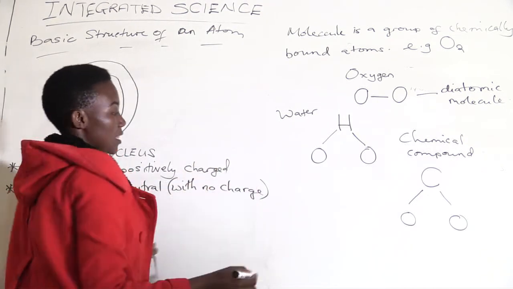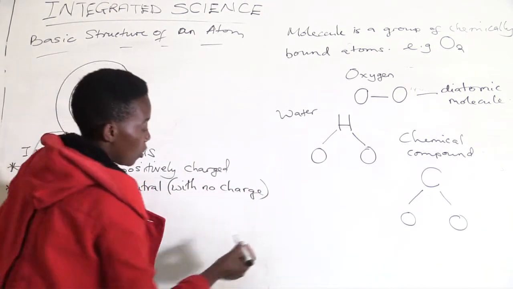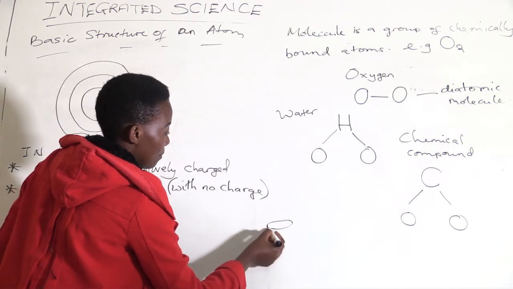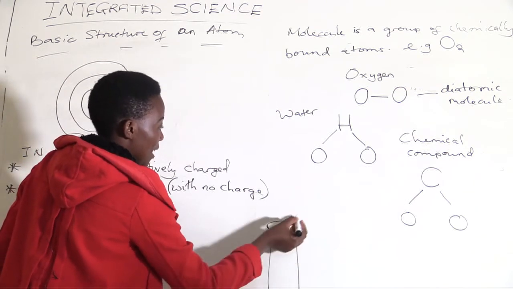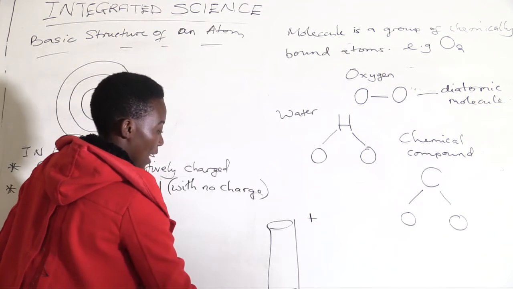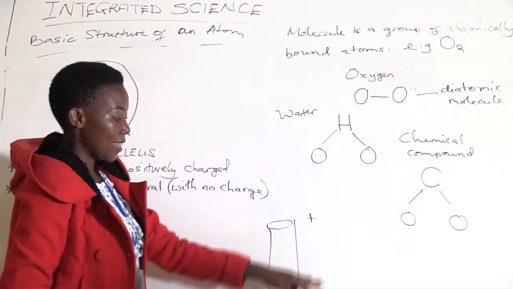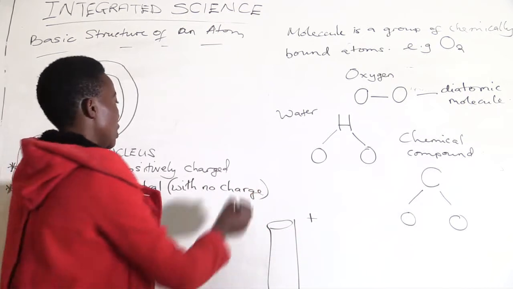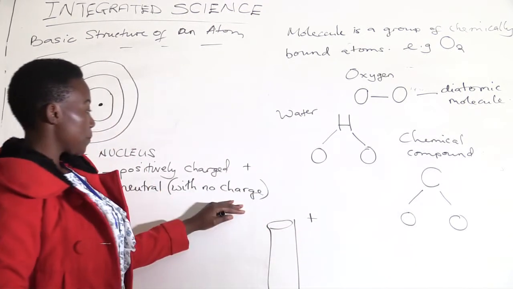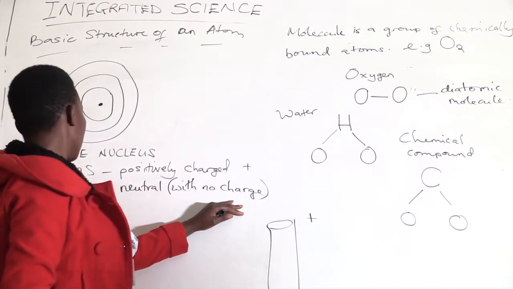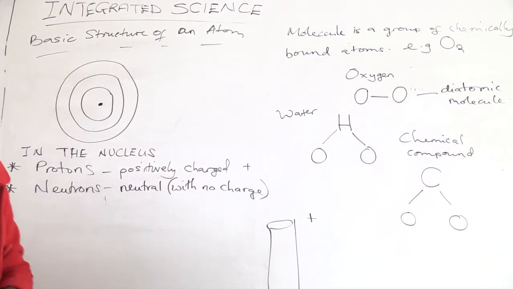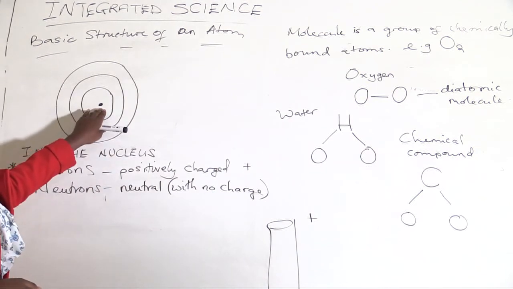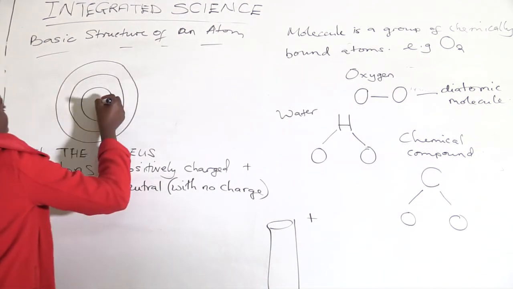So you've seen that when we looked at batteries, or in grade 7 you might have looked at a battery and you said that one end of a battery is positively charged while the other is negatively charged. These are the electric charges I'm looking at. So a proton is positively charged, whereas a neutron is neutral with no charge. And these are found in the nucleus of an atom.